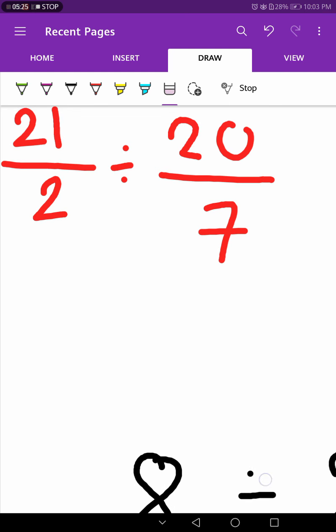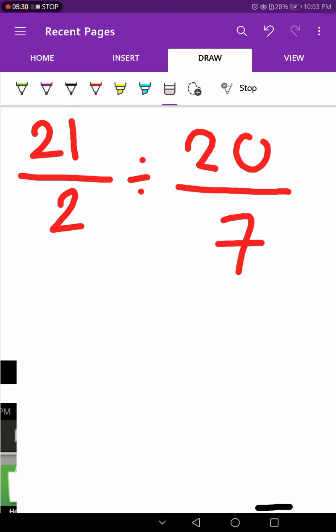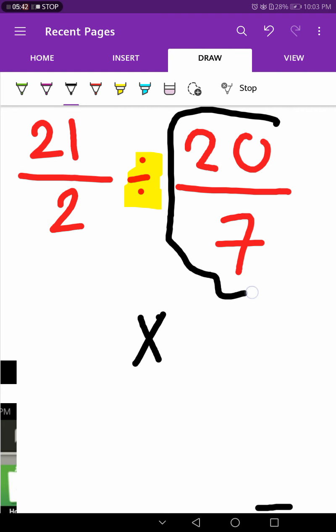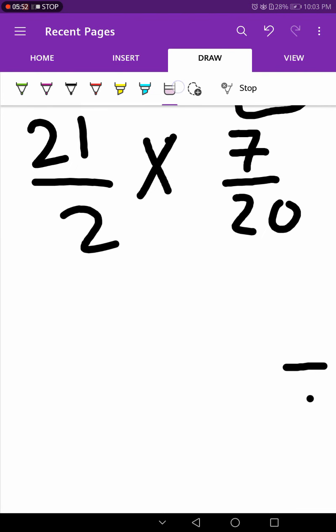Okay, now I have a division of fractions. I know that division will be, yes, multiplication. And because of that, I have to find the reciprocal of this one only. So it will be 7 over 20. And here we keep it 21 over 2. Nice. So I have this one.